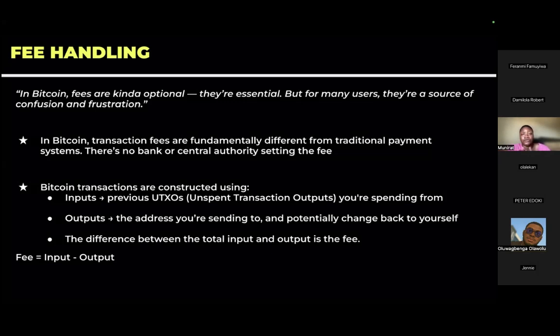Bitcoin transactions are constructed... Okay, let me give you an example of your physical purse or wallet. Say you have, I'm going to use Naira, two 200 Naira notes and a 200 Naira note. That's 600. And then you want to give someone 350. You don't have 50 Naira.